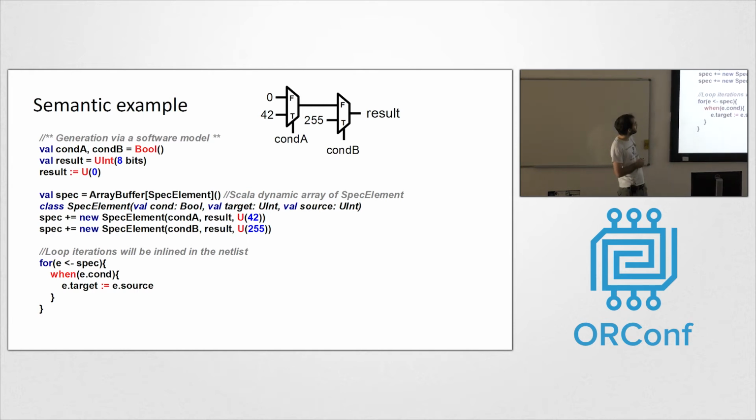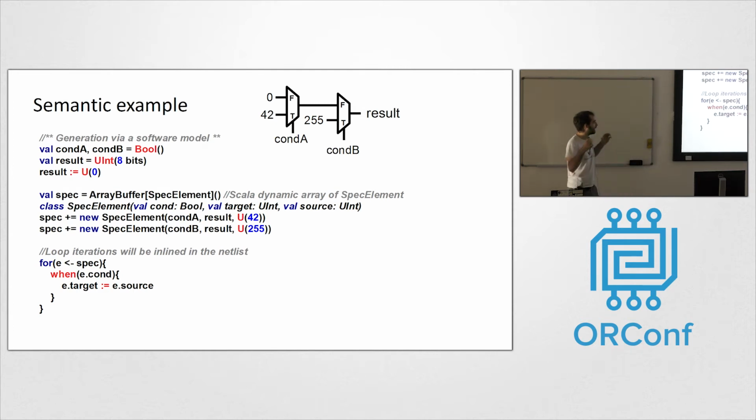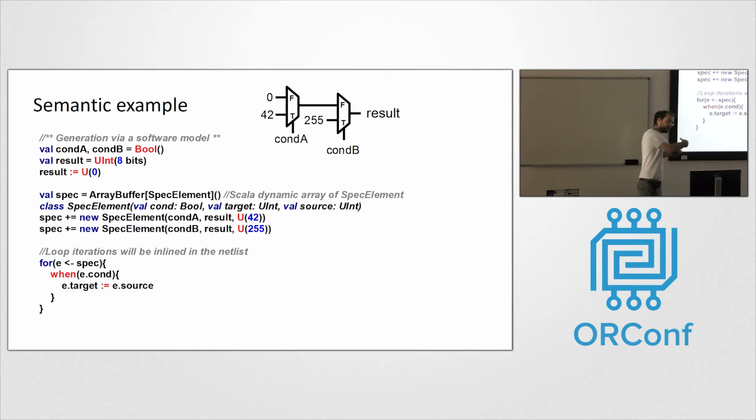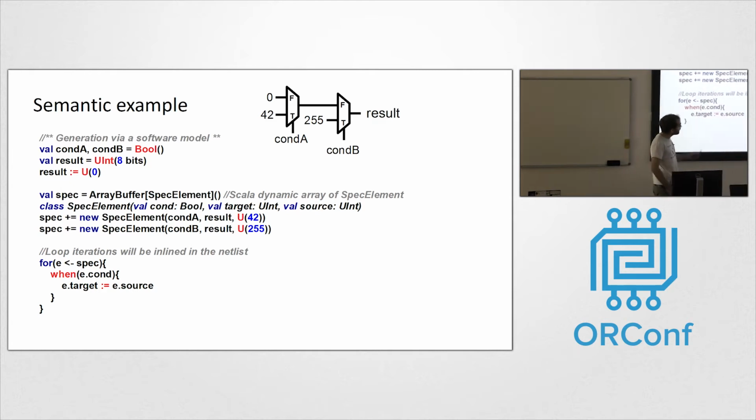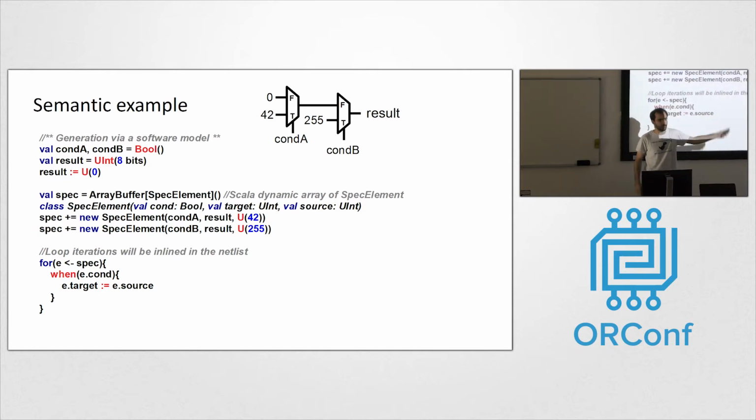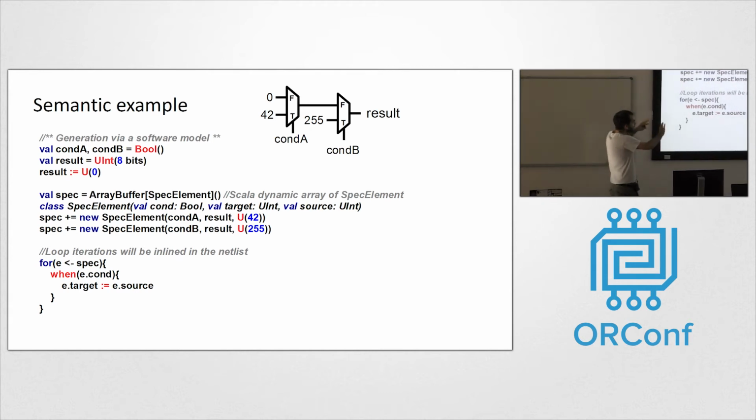And then here we are defining a spec, a specification, which is an array buffer. An array buffer is really a Scala software data structure, which is an array in which you can add elements on the go. So, OK, we're defining an array buffer. Then this array buffer will keep some specification elements, which is a class defined just below here. A specification element is a class which stores the given condition under which the target signal has to be assigned with the given source signal. Everything here will work by reference.